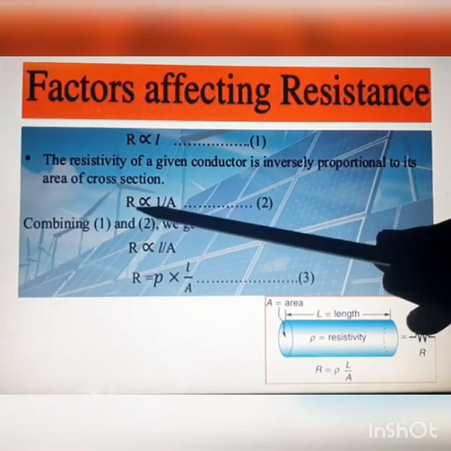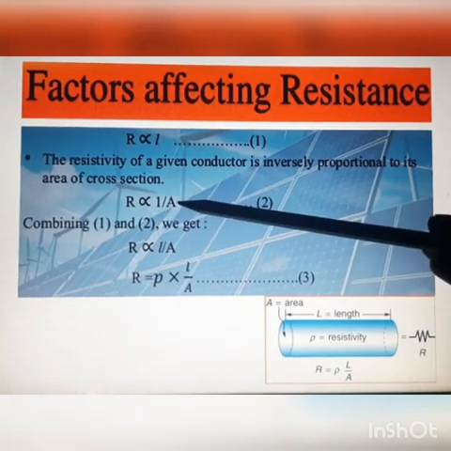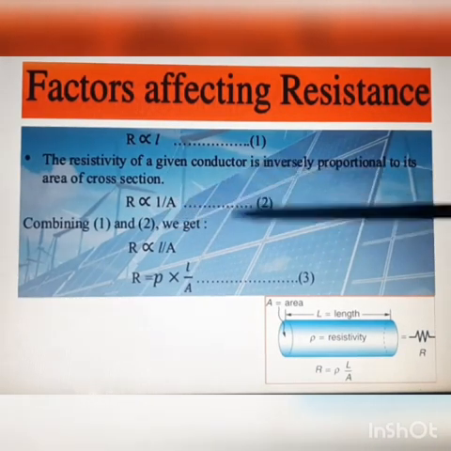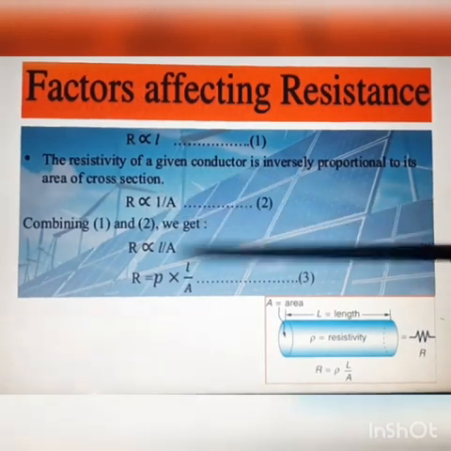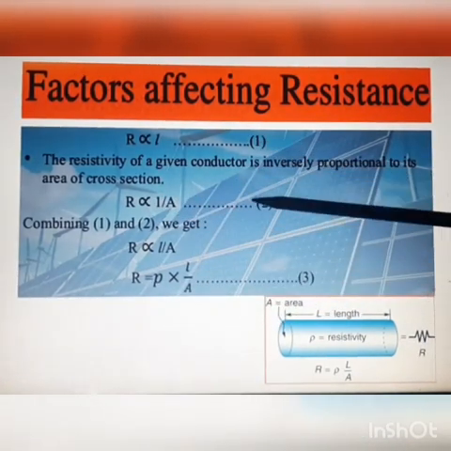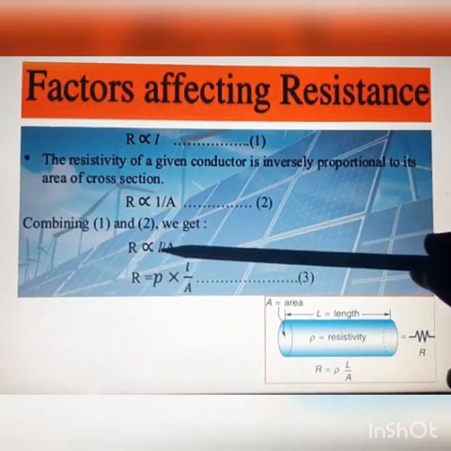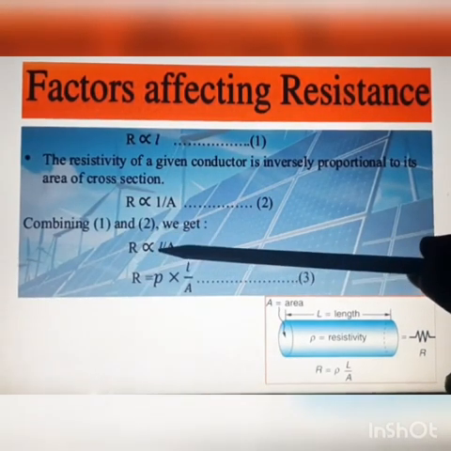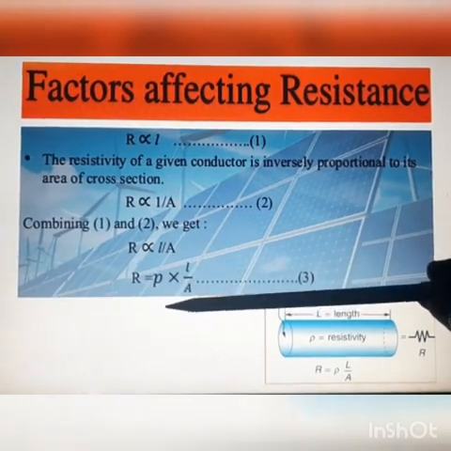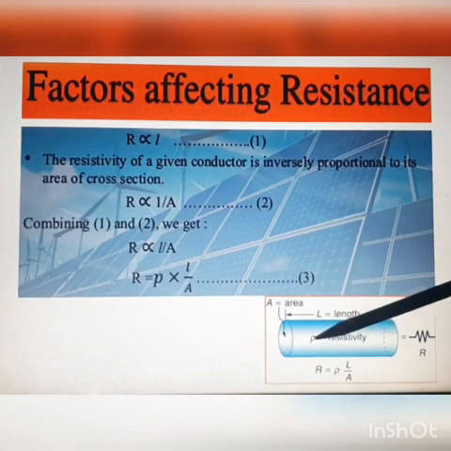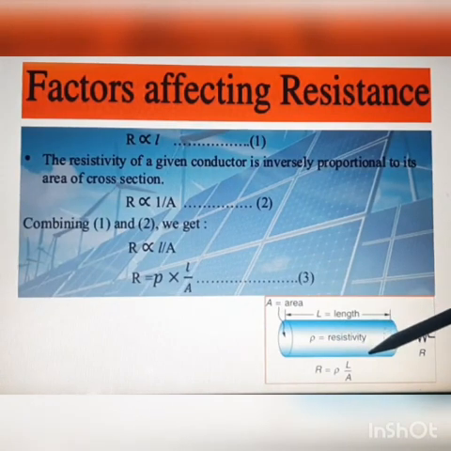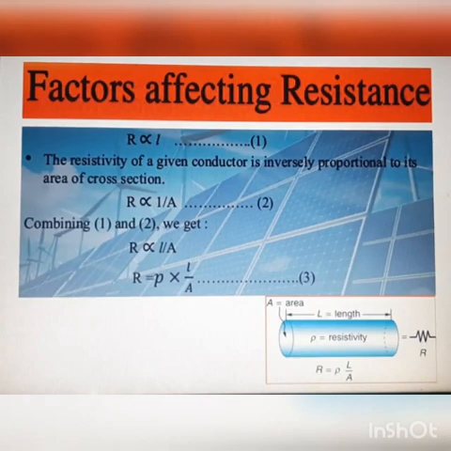The second one tells us that R is proportional to 1 by A, or R is inversely proportional to A. That means if the cross-sectional area increases, then resistance will decrease. By combining 1 and 2, we get R proportional to L by A. Again, in order to remove this proportionality sign, we have to take a constant. This one is known as rho, or resistivity. Resistivity is a constant term. It varies from material to material.